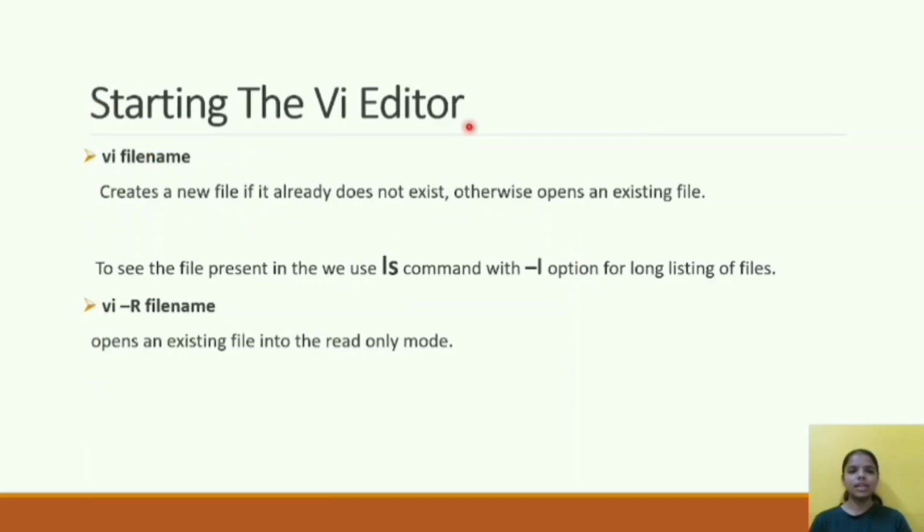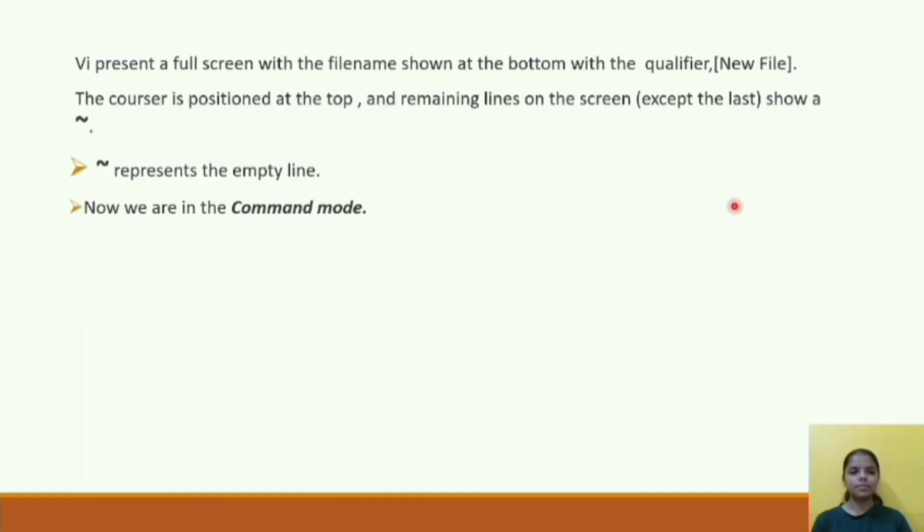Starting the VI editor, we will write vi file name. It creates a new file if it does not already exist, otherwise it opens an existing file. To see the files present, we use the ls -l option for a long listing of files. We write vi -r with the file name. It opens an existing file in read-only mode.